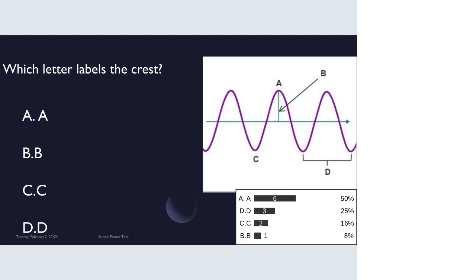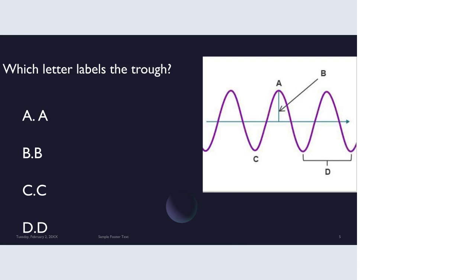You're right. Crest is A. B is the amplitude. C is the trough, right? D is the wavelength. Okay, so see what we got here. All right, what is the trough? Let's do this one. We are, what's the trough? We've already used A and B, so you just have C or D to choose from. We've already used B, that's the amplitude. A is the crest.